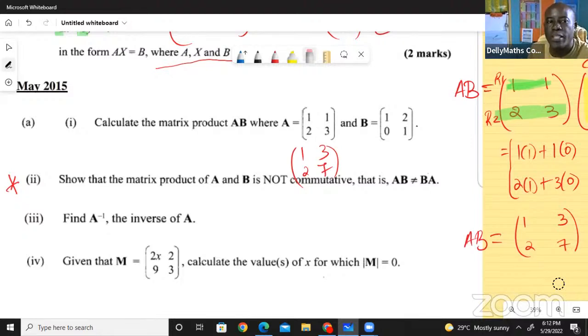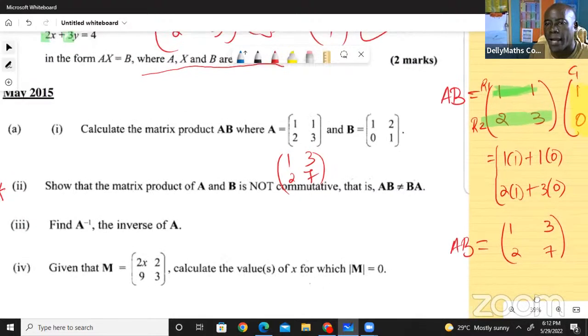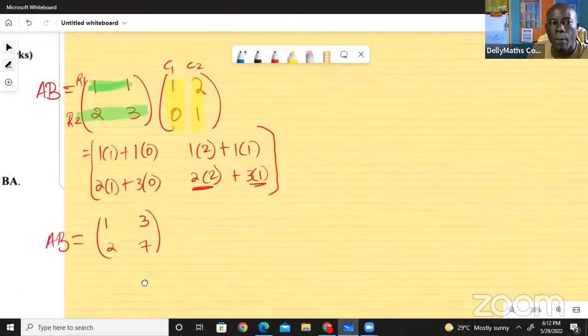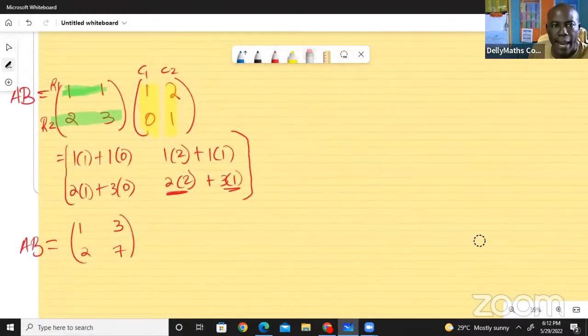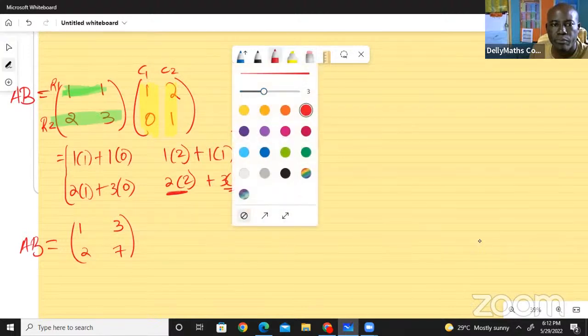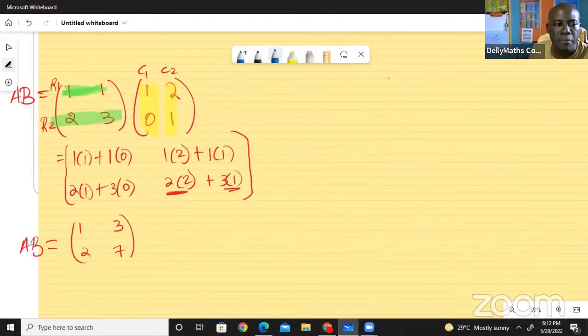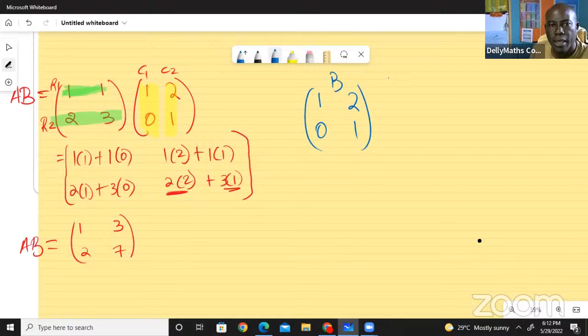So what we're going to do now is to find BA, because we have already found AB. So let's go back here and we're going to work out BA. So this time we're going to put the matrix B first. I'm going to put it in blue this time. All right, so the matrix B is 1, 2, 0, 1. So this is my matrix B. And then I'm going to put my matrix A after that. 1, 1, 2, 3. So now we're doing BA. And we're going to compare.